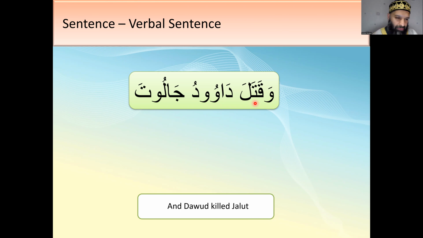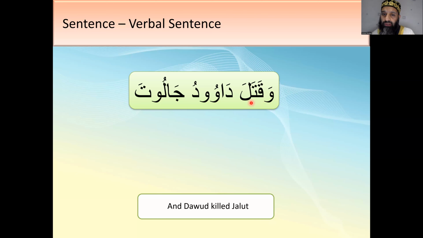Someone's asking, do you have more examples for this grammar rule from the Quran? I can think of another one right now. Maybe in the future I can pull some more out of the Quran, but at the moment I think I've just got this one. Alhamdulillah. So look, waqatala, and he killed.